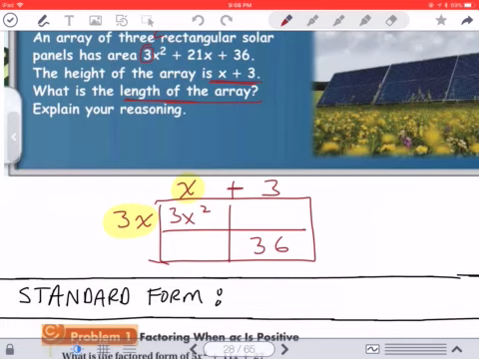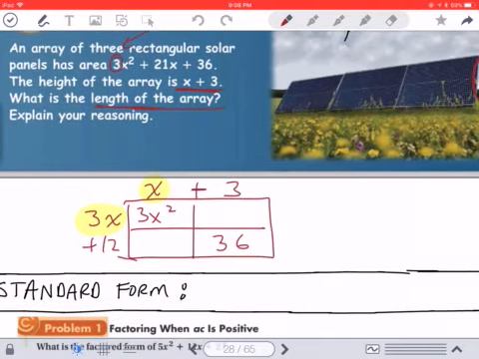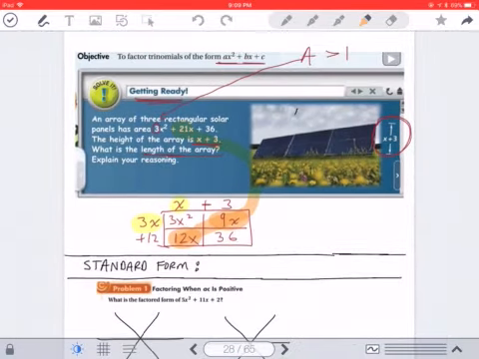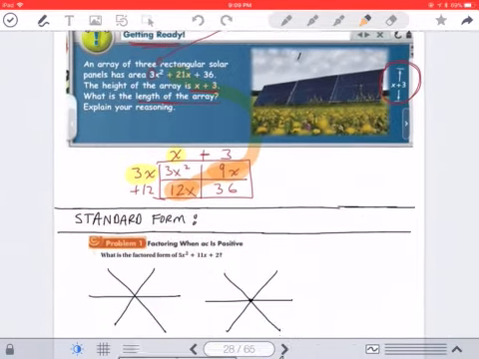And then I look here, and I have a 36 here, so the only thing that is going to multiply by 3 is going to be 12. So this is going to be 3x plus 12. And if I fill in the rest, the area will work itself out. So 3x times 3 is going to be 9x, and 12 times x is going to be 12x. And when I add these two together, my like terms usually at diagonals, 12 and 9 is going to be 21. So that's just an introduction to factoring where a is greater than 1.